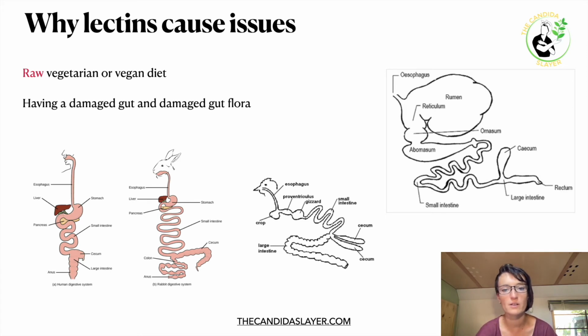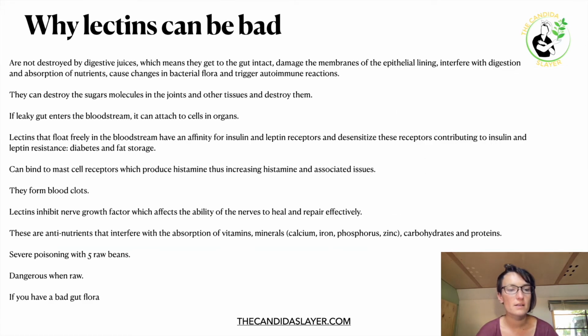A good gut flora is necessary to eliminate lectins. So why can lectins be bad? Lectins are not destroyed by digestive juices. It means that they cross the whole digestive system intact. On their way, they will damage your gut membrane. Okay, it will damage your villi.